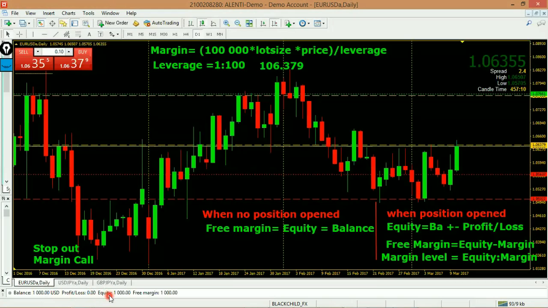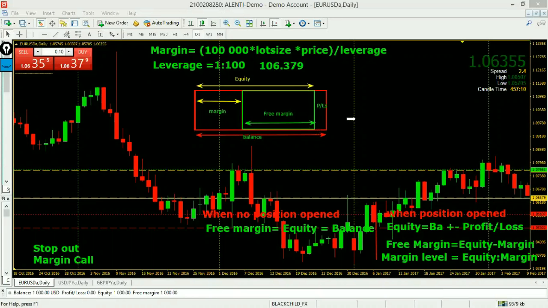And if it goes negative to a figure which is way greater than your margin, that's when they stop you out and close all positions, and you don't get back your margin. So you blow your account. It depends on the broker you are using, and you have to find out about that.